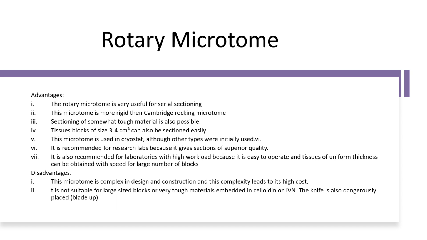There are some advantages and disadvantages of the rotary microtome. First we will discuss the advantages. The rotary microtome is very useful for serial sectioning. This microtome is more rigid than the Cambridge rocking microtome. Sectioning of somewhat tough material is also possible. Tissue blocks of size 3 to 4 centimeters can also be sectioned easily.